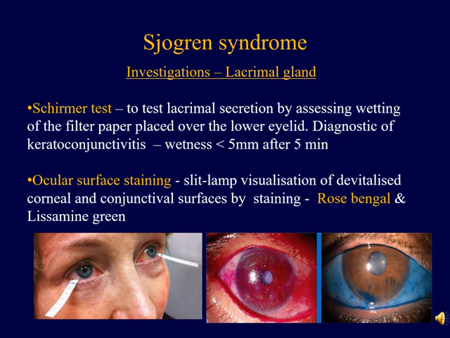In the Schirmer test, the amount of secretion produced by the lacrimal gland is tested with the help of a sterile filter paper. The filter paper is inserted into the margin of the lower eyelid of an unanesthetized eye and it is checked for wetness. If the wetness is less than 5 mm after 5 minutes, it is diagnostic of keratoconjunctivitis. Next is the rose bengal test, where the ocular surface is stained with rose bengal or lissamine green, and through slit lamp examination, the corneal and conjunctival surfaces are checked for destruction.